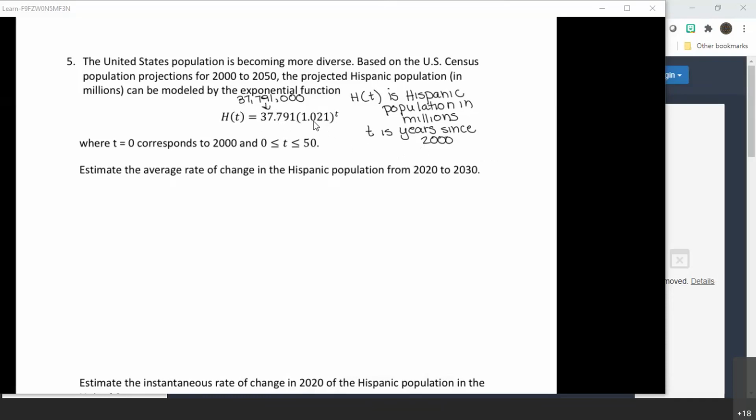This is the growth rate. See the numbers after the decimal point? The population is growing on average about 2% per year for every year after 2000, 2.1%. T is going to track how many years since 2000. The model is only good for 50 years. So what the Census Bureau is telling you is don't use this model outside the range of 2000 and 2050.